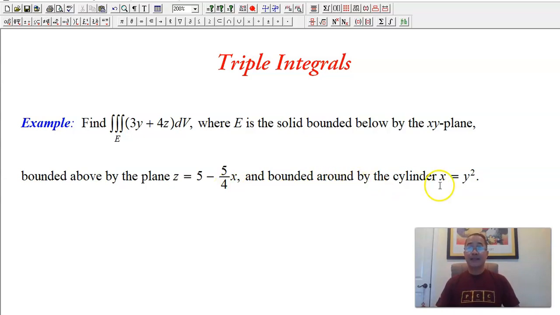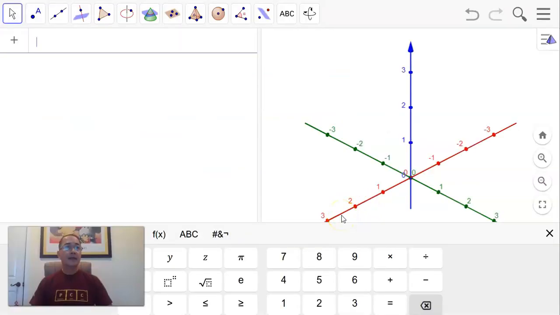And bounded around by the cylinder, x equals y squared. Okay, so x equals y squared. There is no z term there. Okay, so how does this solid look? So let's go to GeoGebra and sketch it out.